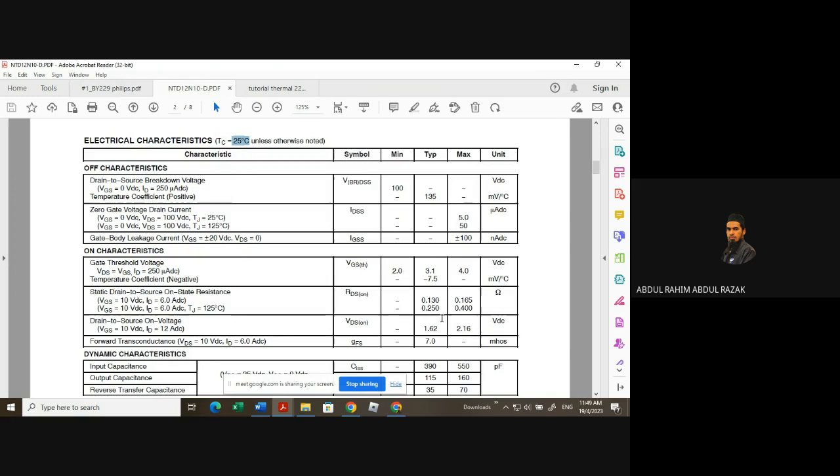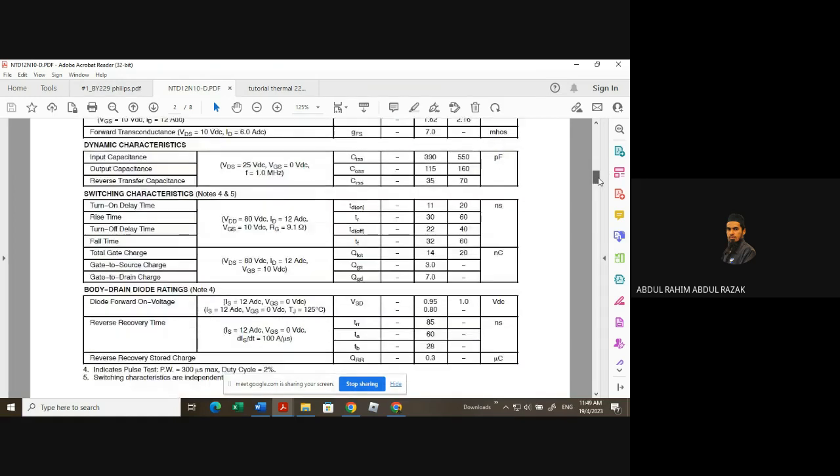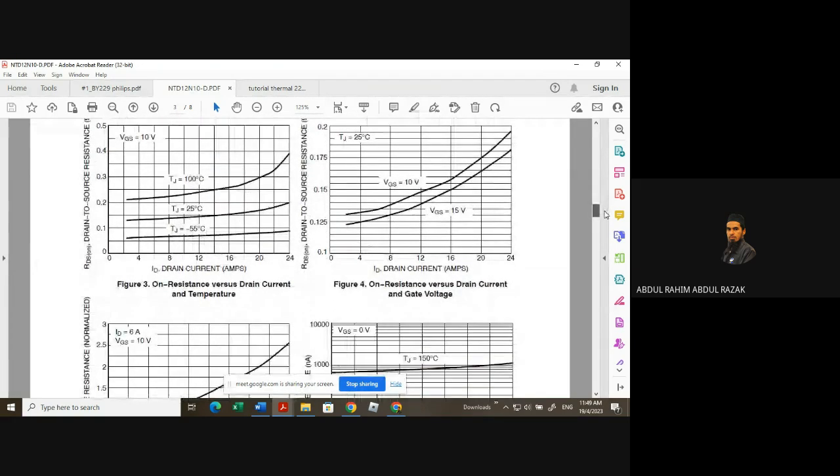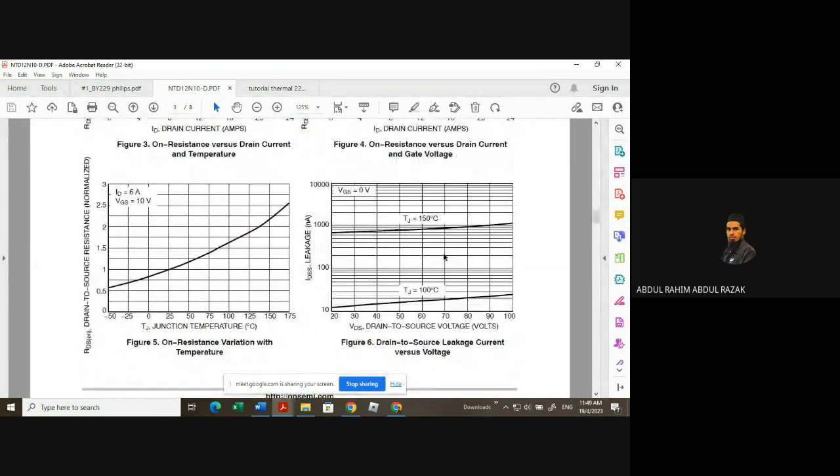So what happens if you are operating at the maximum temperature of 175? This value is only applicable at 25 degrees C. If you want to use it at 175, you have to refer to the graph shown here, the resistance variation with temperature. At 25 degrees C, the multiply factor is 1, so 0.13 ohm times 1. At 25 degrees C it is correct, the resistance is 0.13 ohm.